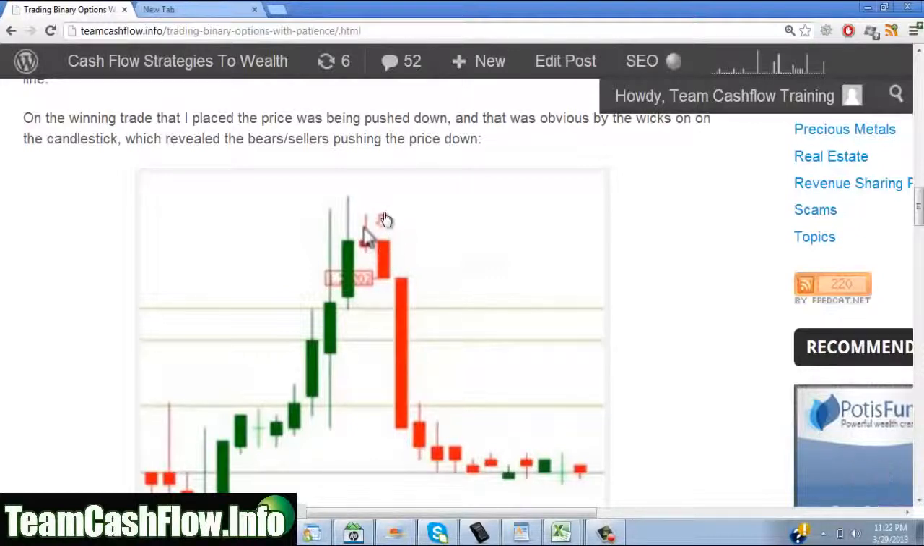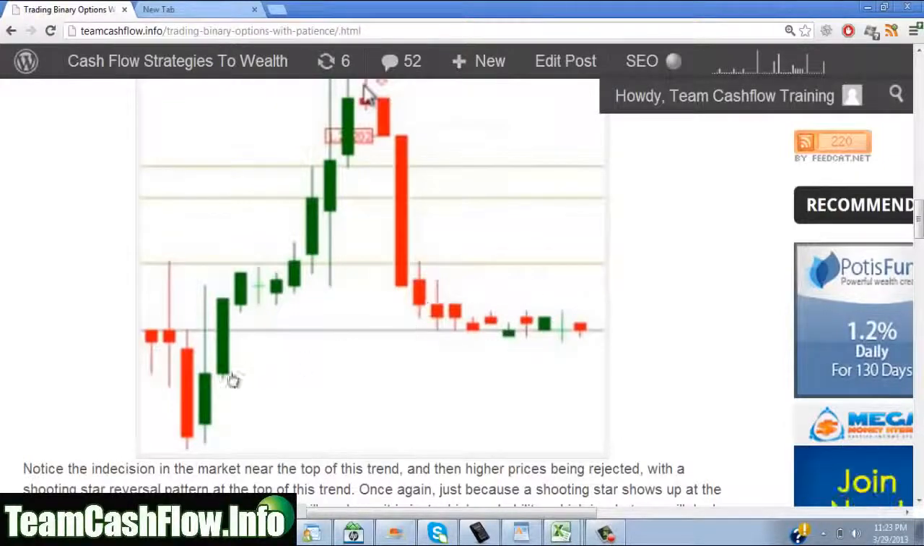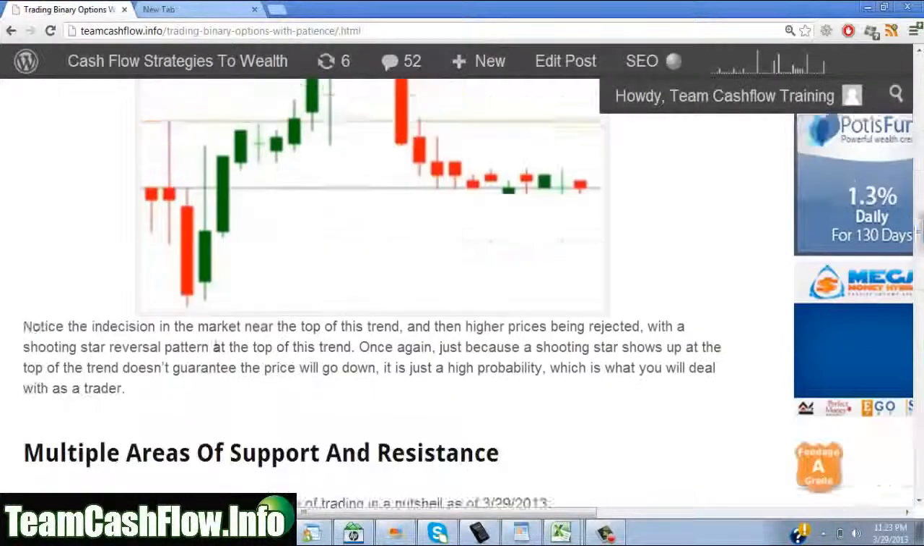And then I placed a put option here. Why did I place a put option here? It was basically because I saw these wicks here, which revealed rejection of higher prices, and the bears pushing the price back down. The sellers pushing the price back down. Buyers push the price up, sellers push the price down. That's just the basics to, I guess, help those who are trying to figure this whole thing out. I'm just trying to keep it a simple method, and that's the method in a nutshell.